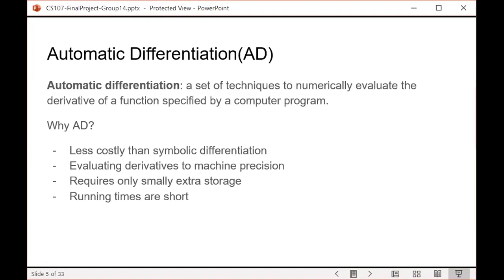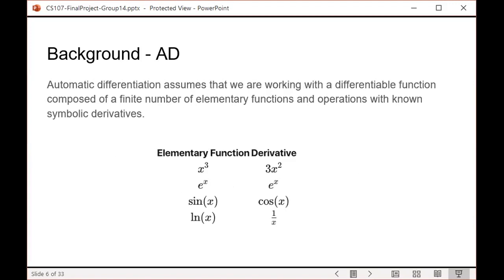Automatic differentiation is a set of techniques to numerically evaluate the derivatives of functions specified by a computer program. It can give exact answers in constant time, which is a powerful tool to automate the calculation of derivatives, especially when differentiating complex algorithms and mathematical functions. Some background on that: automatic differentiation assumes that we are working with a differentiable function composed of a finite number of elementary functions and operations with non-symbolic derivatives.